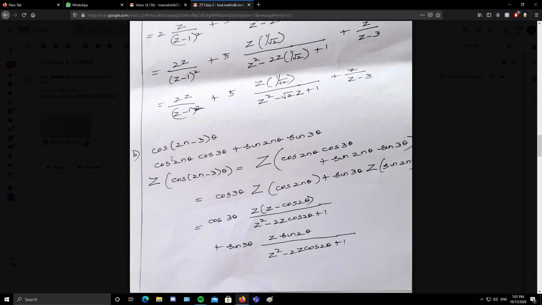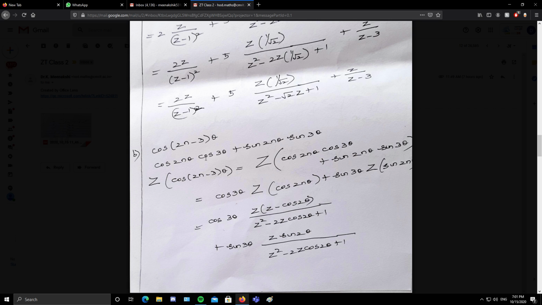So now we have another problem, cos of 2n minus 3 theta. Whenever you have cos of a plus or minus b, sin of a plus or minus b, you make use of the formula.